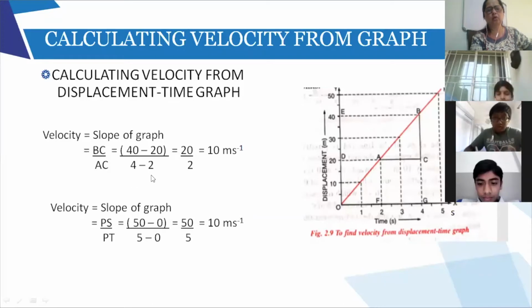So 4 minus 2. So you get 20 upon 2. So 10 meter per second. Velocity, 10 meter per second.